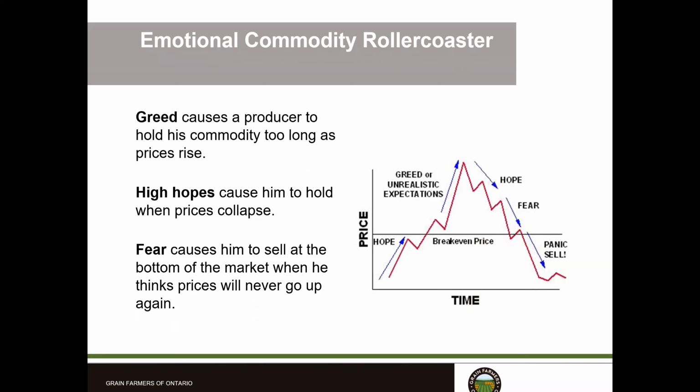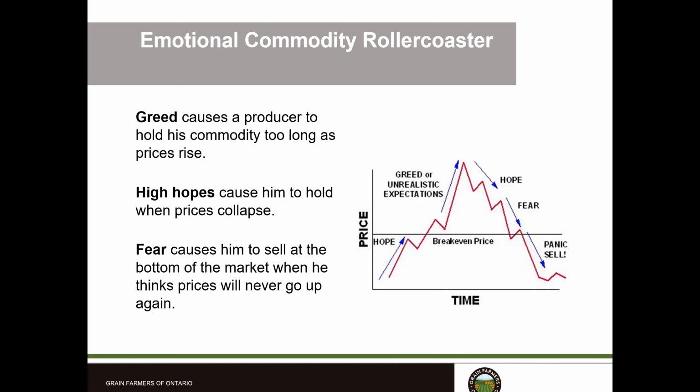And then it gets to the point where you get really greedy and have unrealistic expectations where you think, oh, wow, we're going to see $20 beans this year. And when everybody starts thinking that way, that's generally a sign that this market's probably topped. So high hopes cause them to hold the prices way too long, and then it starts coming down. But as it comes down, he's very hopeful that it's going to go back up again.